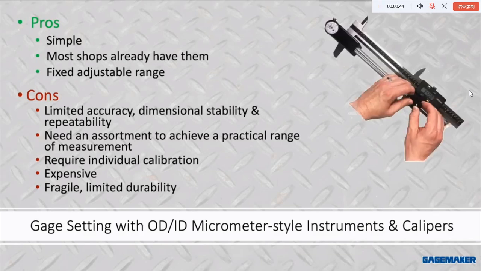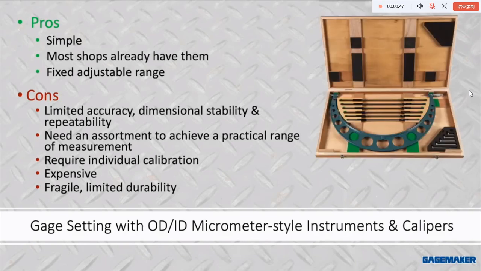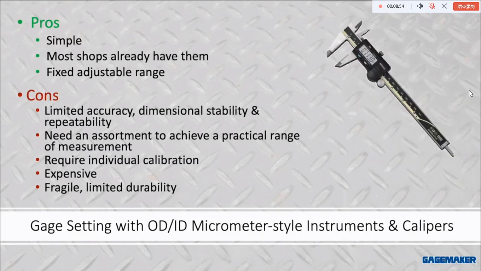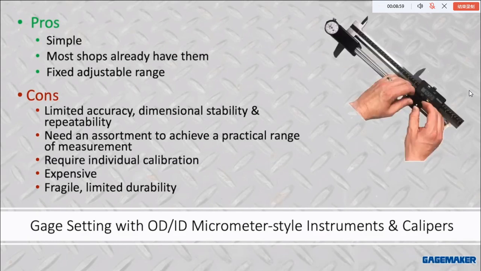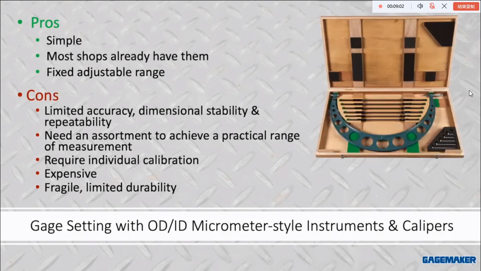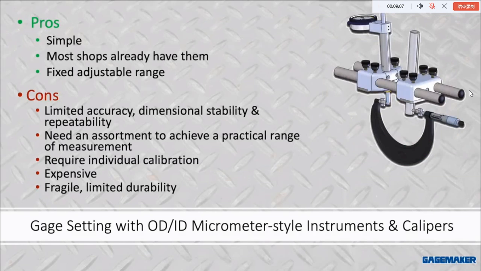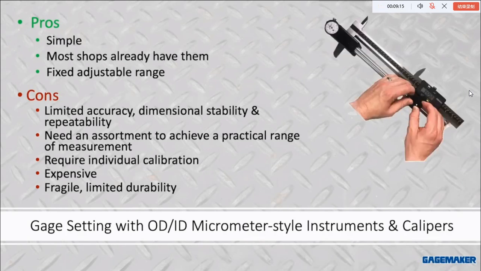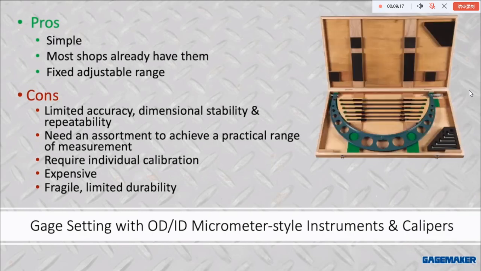In addition, while they're adjustable, that range of adjustability is limited. It's based on the range of the instrument, so you still may need multiple OD and ID mics to achieve the same task that you could with one robust PHMD and some fixtures. So summarizing the pros, you have that limited adjustability. You still have some accuracy and they're readily available, but the cons are they're fragile instruments that have to be individually calibrated. They add to your operation cost. And then there's that loss of real accuracy compared to the other setting masters we just discussed.